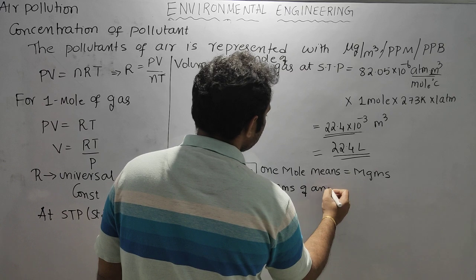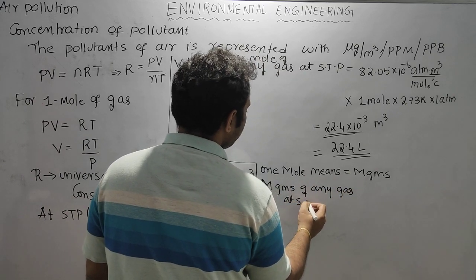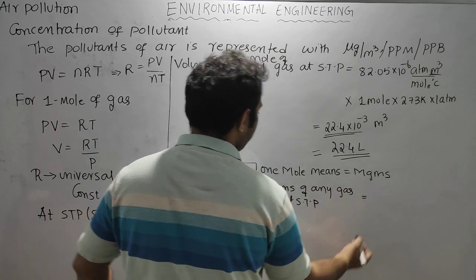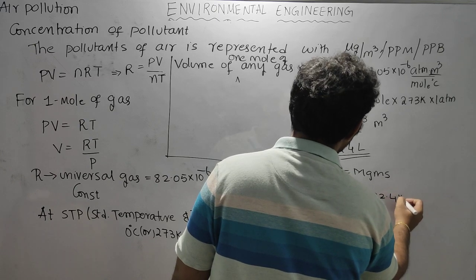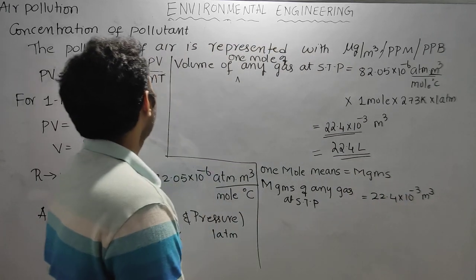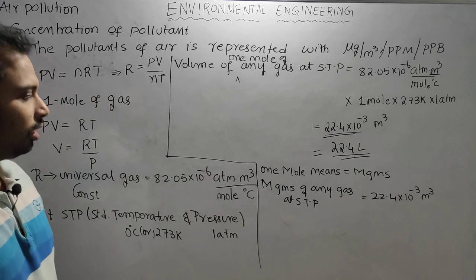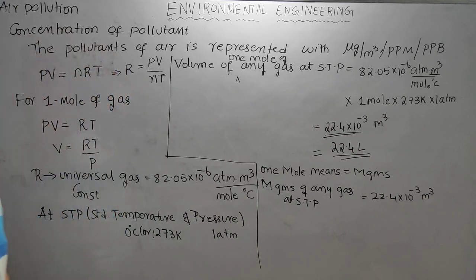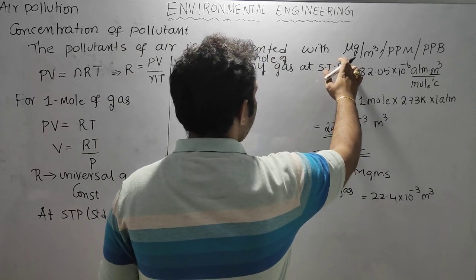any gas at STP will have a volume of 22.4 into 10 to the power of minus 3 meter cube. Then what is the weight of, what is the volume? We want it in microgram per meter cube.